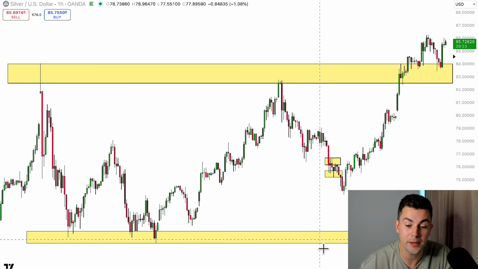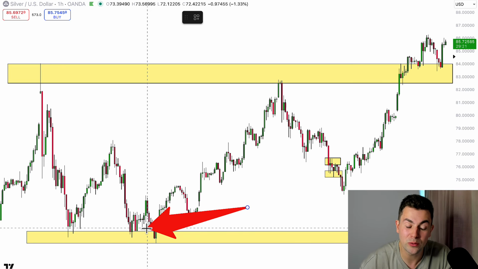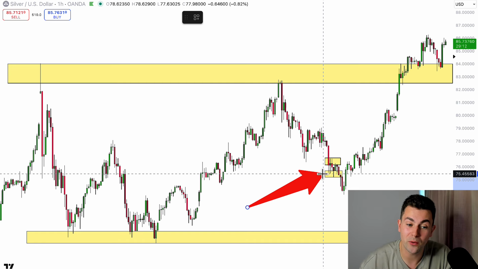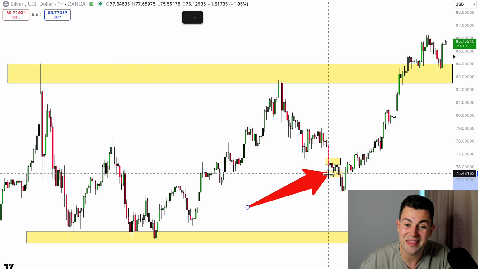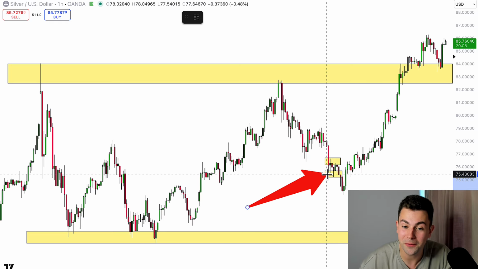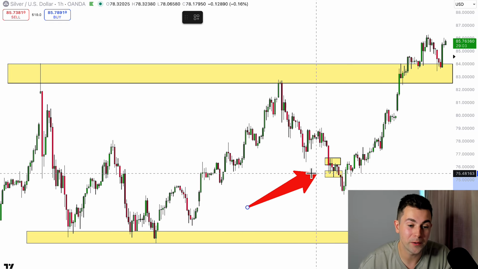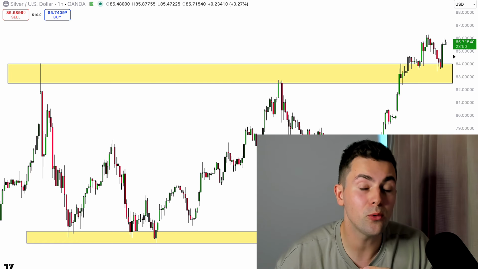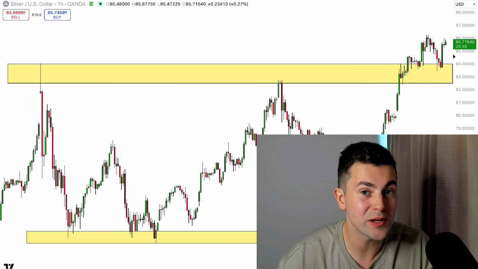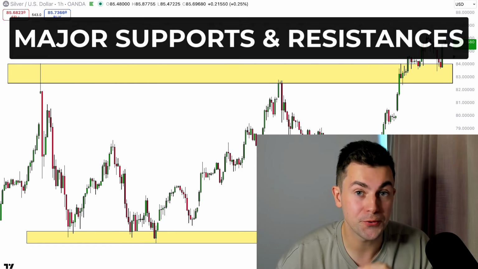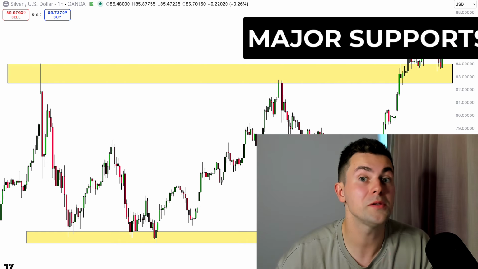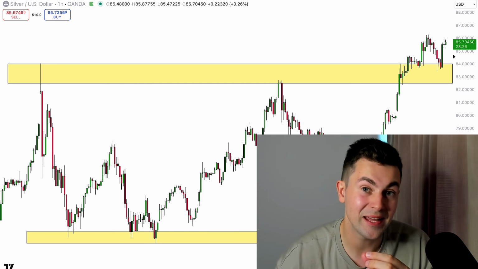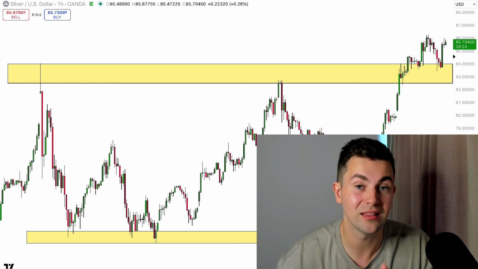Again, if we compare how the market reacted to that support cluster to a minor support that we spotted right here, we can see that the reaction to a minor support was weaker than the reactions to that major support cluster. Trading supports and resistances on silver, I recommend trading only major supports and resistances, because from such structures you will be able to catch the extended price movements and make a lot of pips.